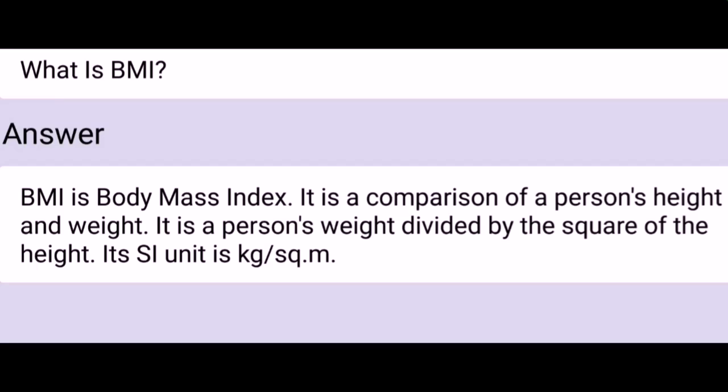What is BMI? BMI is Body Mass Index. It is a comparison of a person's height and weight. It is a person's weight divided by the square of height. Its SI unit is kg per square meter.